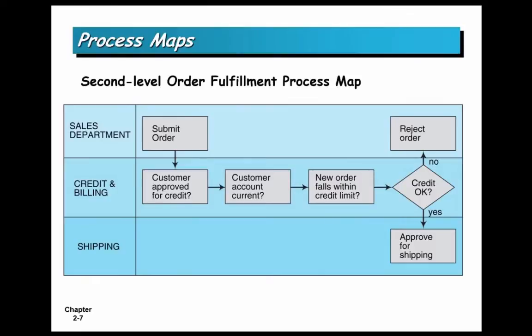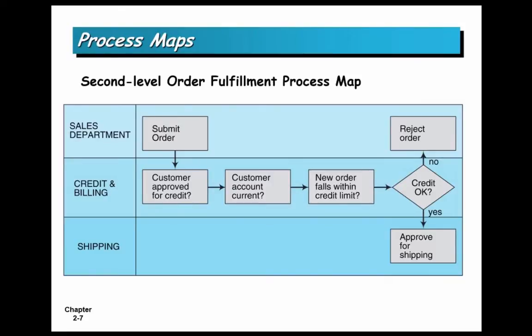Is the customer approved for credit at all? Is their account up to date, meaning have they paid up to date? Is the amount of this order within the credit limit? If all three of those things are okay, you approve it for shipping. If any of them are not okay, you reject the order. You tell the sales department, who will then have to tell the customer that it was rejected.